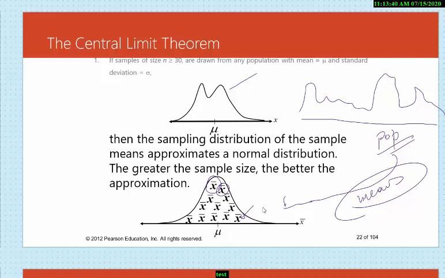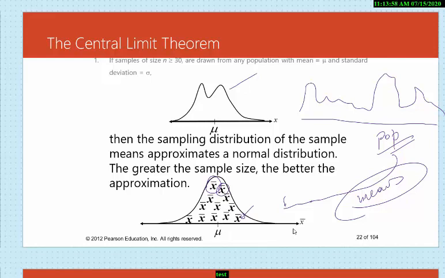And this is what the central limit theorem says. Well, the central limit theorem gives us some restrictions, and this is what we also want to understand here. Does the central limit theorem work always?